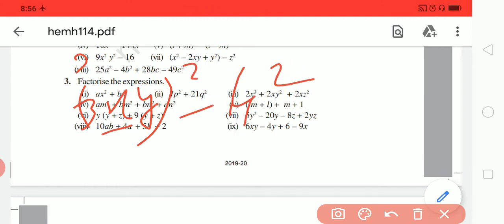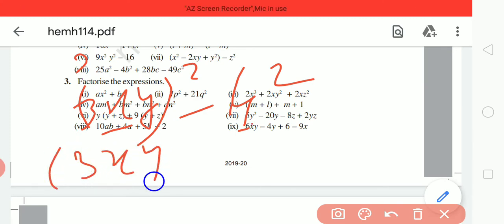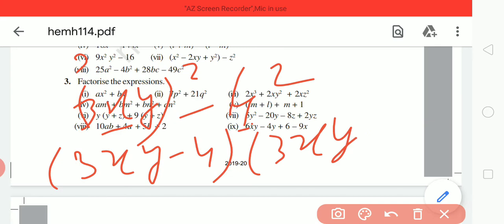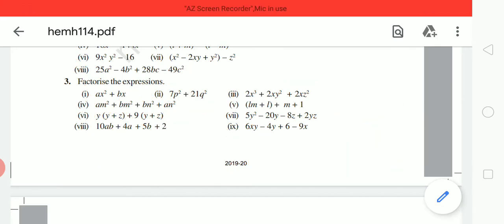So this is a and this is b. So this is a square minus b square, that is equal to (a minus b) into (a plus b), where a is 3xy and b is 4. So at first we will subtract or add, it's your choice, but once we will subtract and once we will add. So this is (a minus b) into (a plus b), right? So this is the solution. So let us start the seventh part.